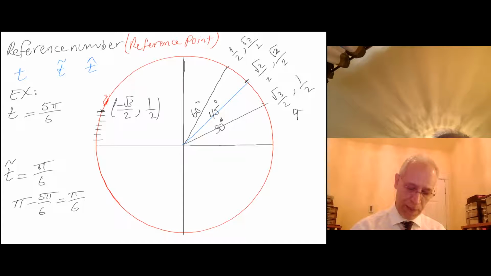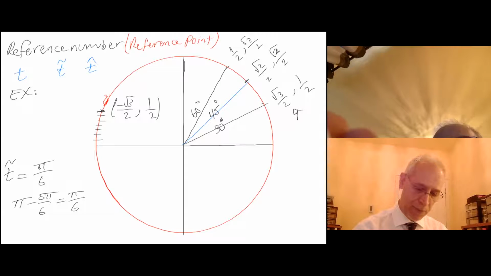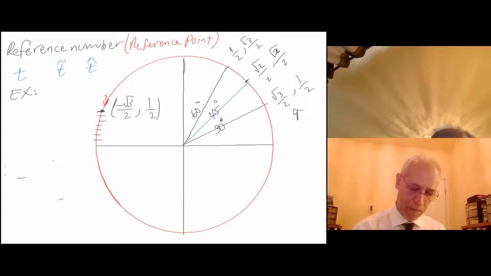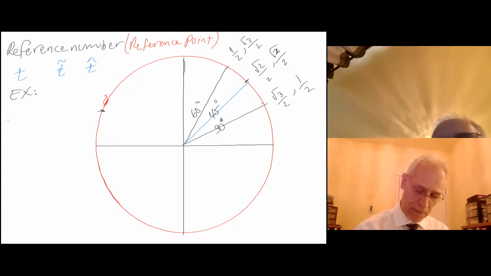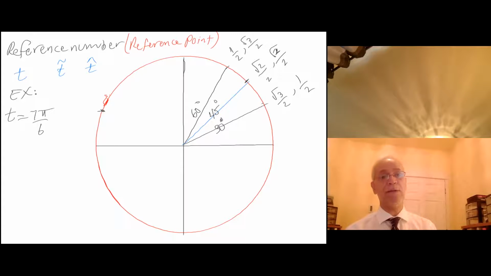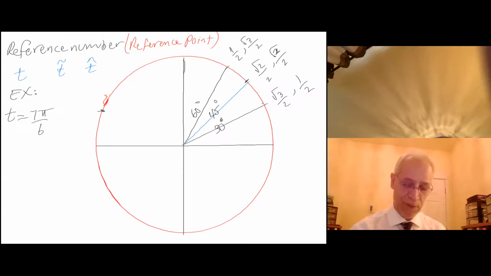Let me clear this up and do another example. Suppose this time I have t equals 7π/6. So t equals 7π/6. This time t is in quadrant three, 1π and 1/6 pi. So I'm somewhere in here. So I have 7π/6 over here.